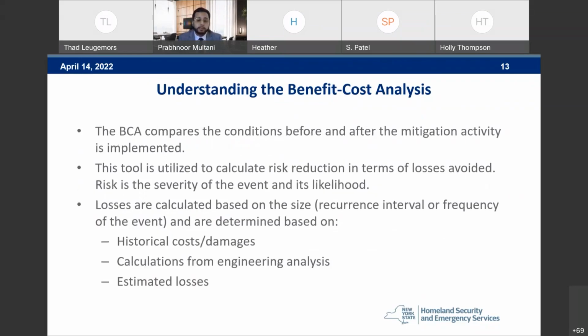The BCA compares the conditions before and after the mitigation activity is implemented. This tool is utilized to calculate risk reduction in terms of losses avoided. Risk is the severity of the event and its likelihood. Losses are calculated based on its size, recurrence interval, or frequency of the event, and they are determined based on historical damages and costs, calculations from engineering analysis, as well as estimated losses. Next slide, please.